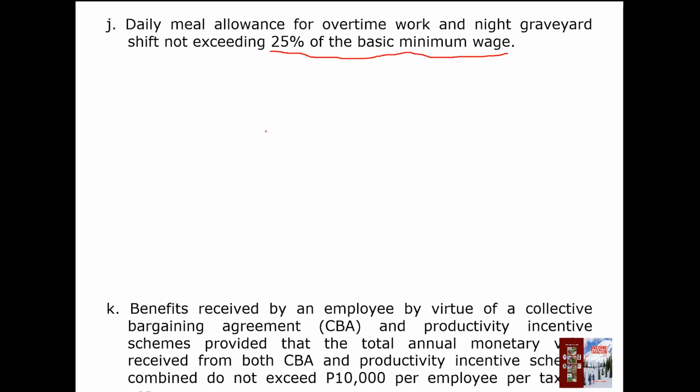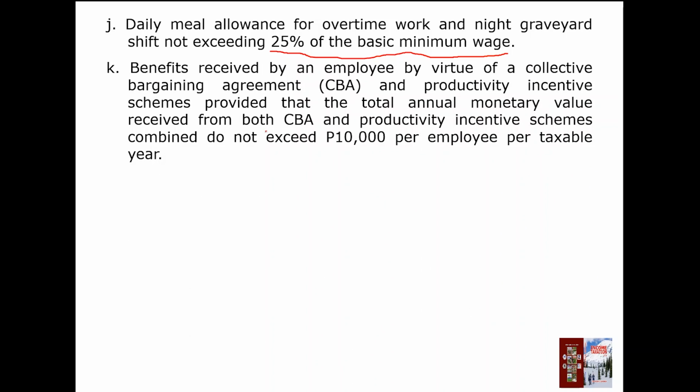Next. Benefits received by an employee by virtue of a collective bargaining agreement and productivity incentive schemes, provided that the total monetary value received from both CBA and productivity incentive schemes combined do not exceed 10,000 per employee per taxable year. So this is also the ceiling. Productivity incentive. Okay, notes.